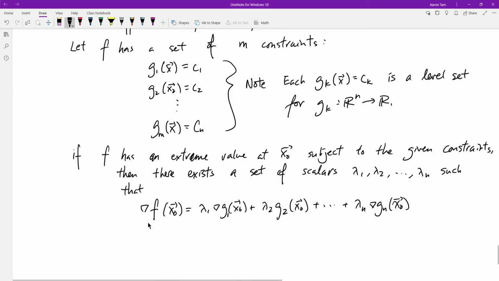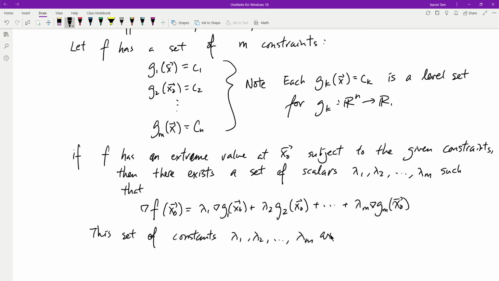And so I'm going to change this to an m, and I'm going to change these two to m. There you go, much better. And this set of scalar constants, lambda 1, lambda 2, dot dot dot, to lambda m, they are basically what we call Lagrange multipliers.